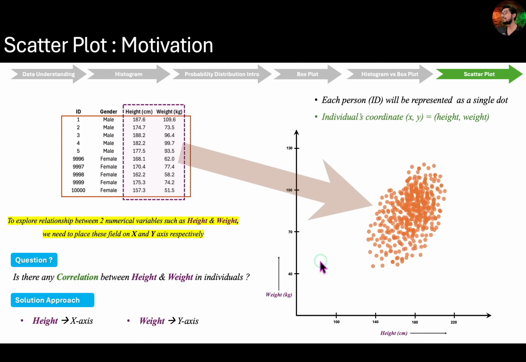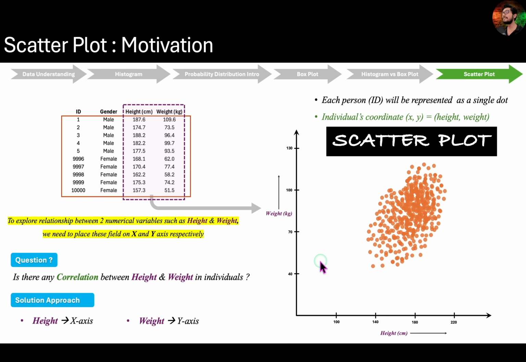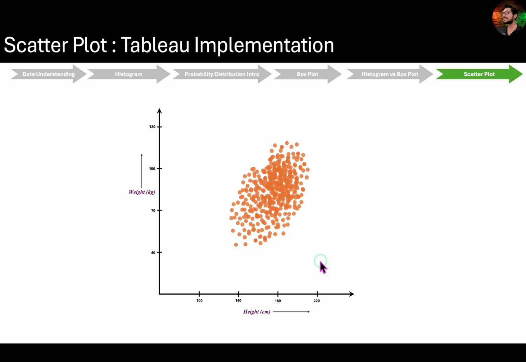Once all individuals are represented as a dot in this two-dimensional space, the resulting visualization is known as a scatter plot. Therefore, simply by plotting pairs of numerical values like height and weight on a two-dimensional graph, we get a scatter plot. Easy, right? Let's quickly implement this scatter plot in Tableau to explore any hidden relationship between weight and height in our dataset.